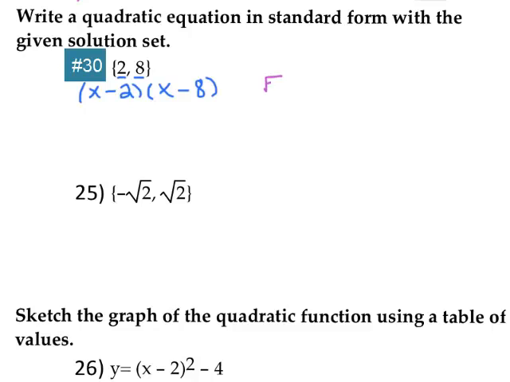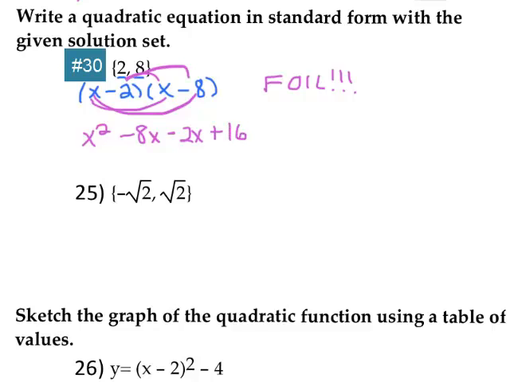So, good old FOIL. x times x is x squared. x times negative 8 is negative 8x. Negative 2 times x is negative 2x. Negative 2 times negative 8 is plus 16. So here in the middle, we want to add those together. x squared minus 10x plus 16.